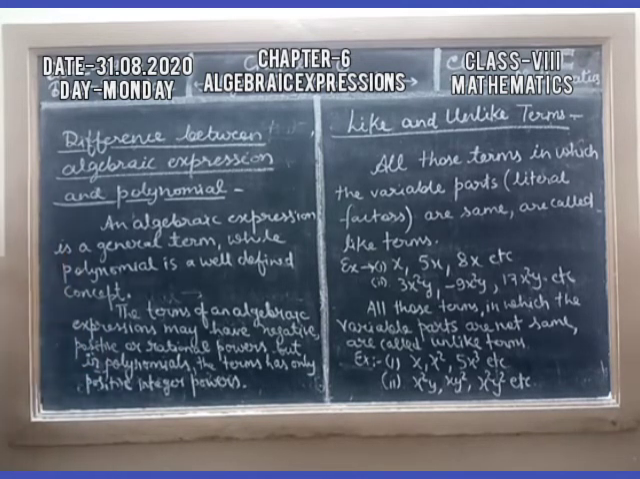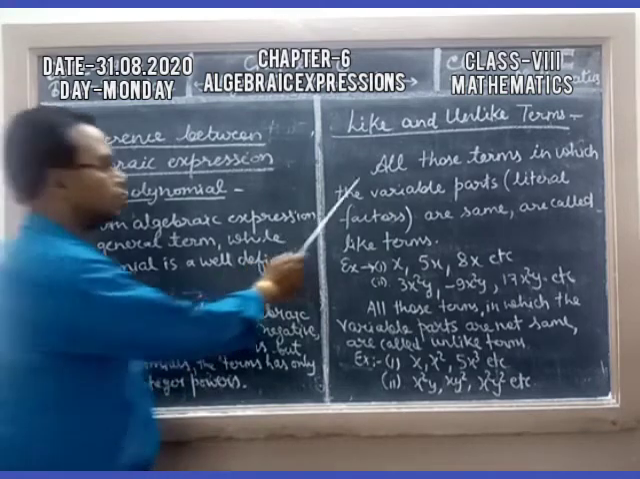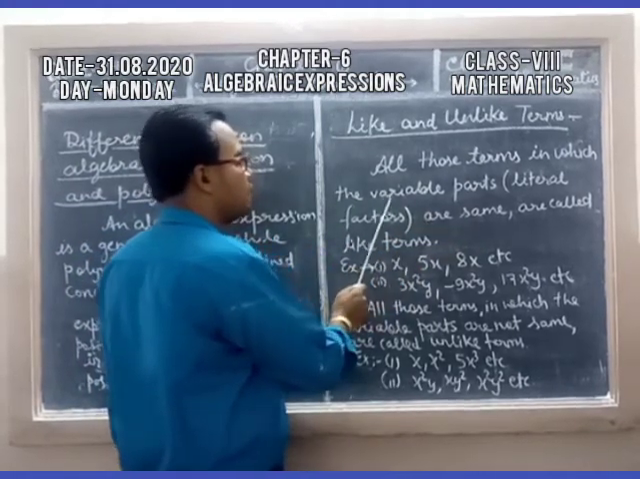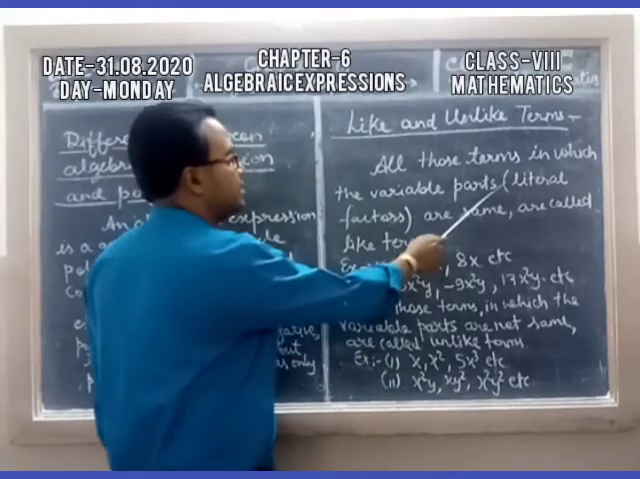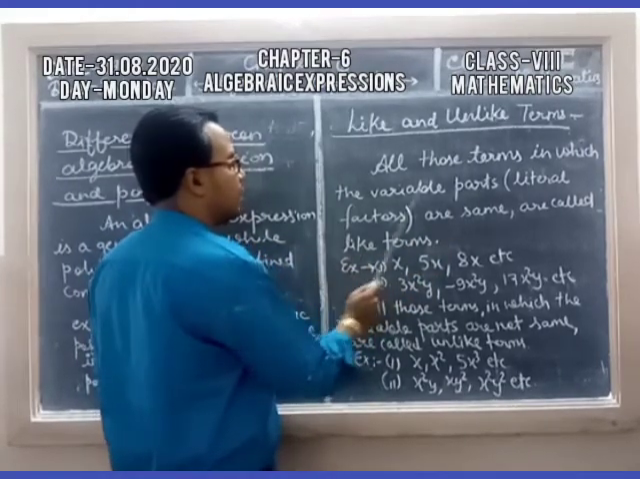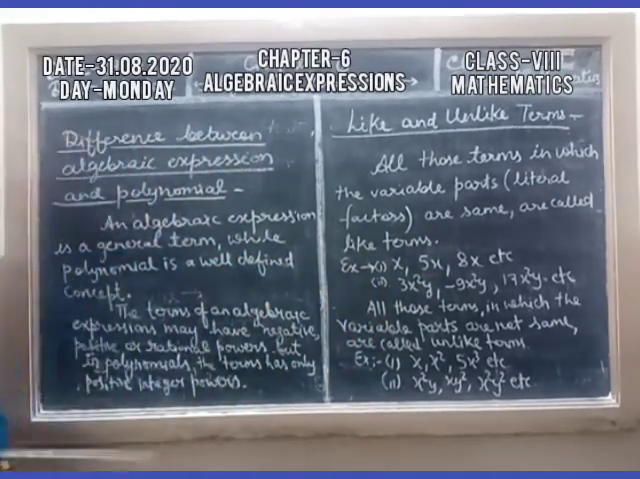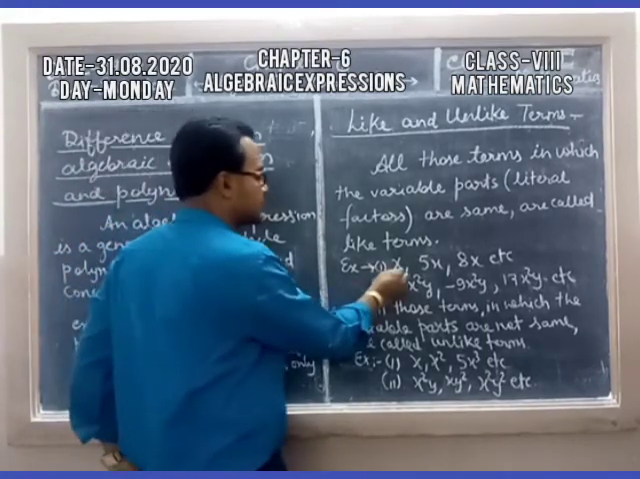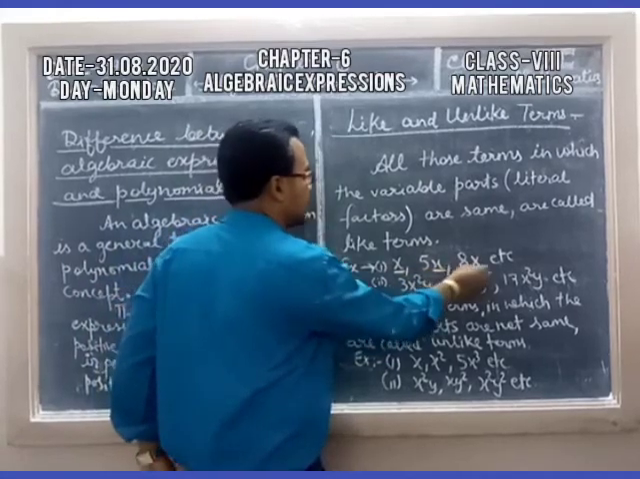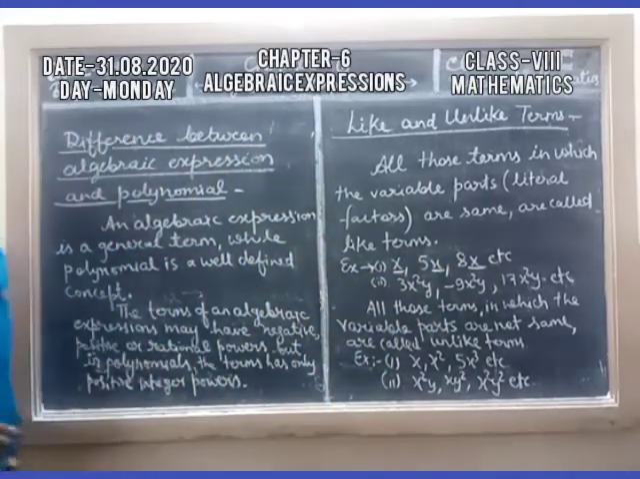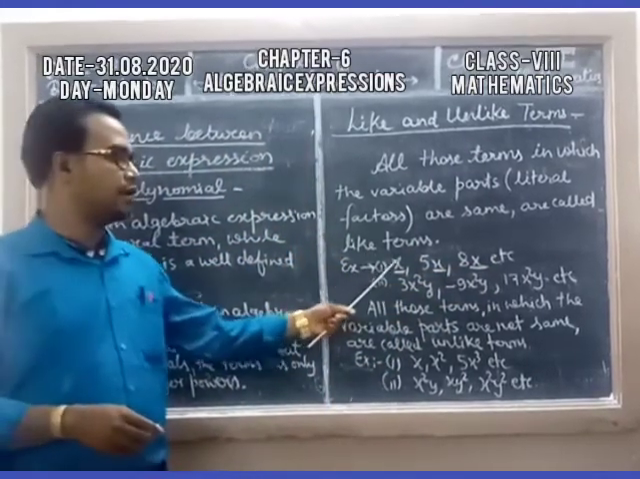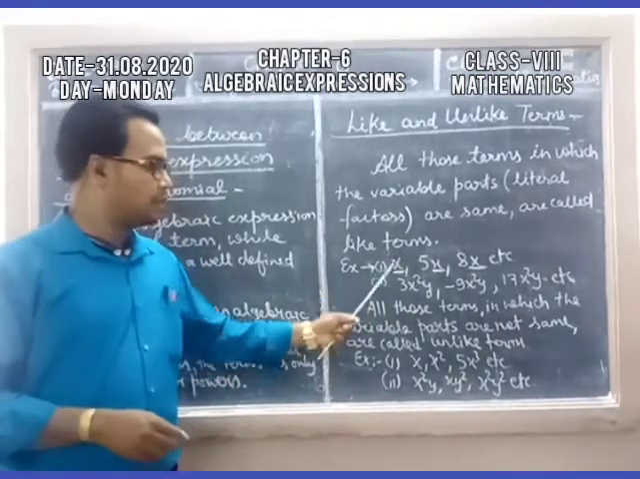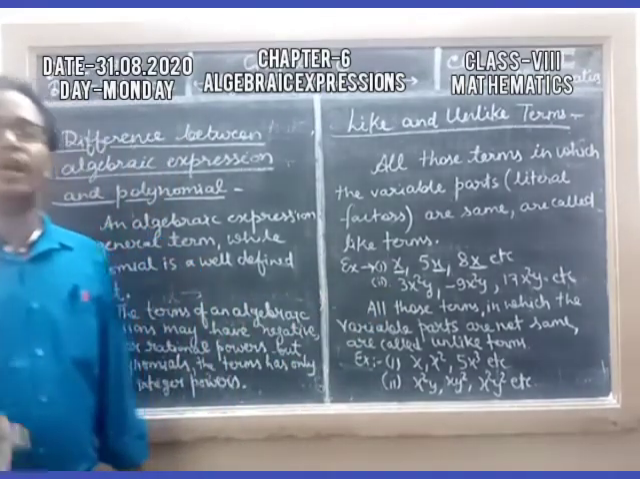Now, like and unlike terms. All those terms in which the variable parts, means literal factors, are same are called like terms. For example, x, 5x, 8x, so all contain x. Variable part is the same in all of these. Only numerical coefficients are different. Here 1, here 5, here 8. But variable parts are same, so they are called like terms.